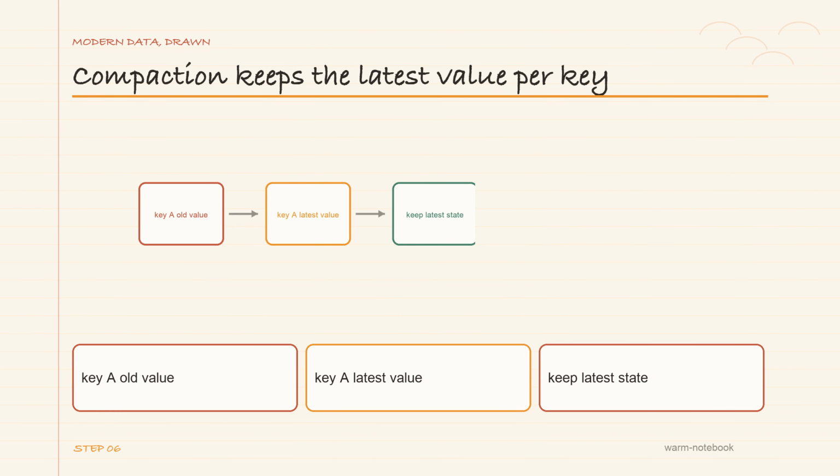Log compaction is a different policy. It aims to retain at least the latest known value for each key, which helps rebuild current keyed state while all the superseded values can disappear. Here is the simple picture to keep in mind. Read the drawing from one idea to the next. Key A old value, then key A latest value, then keep latest state.